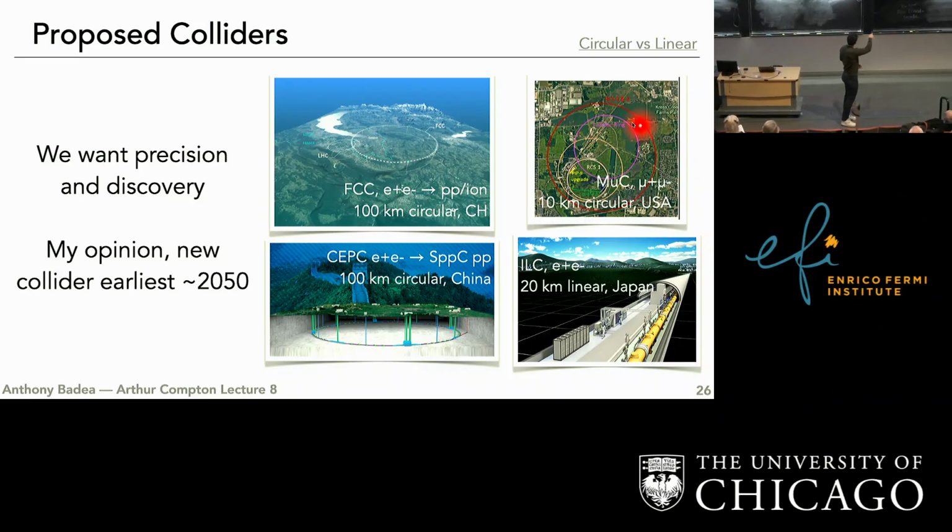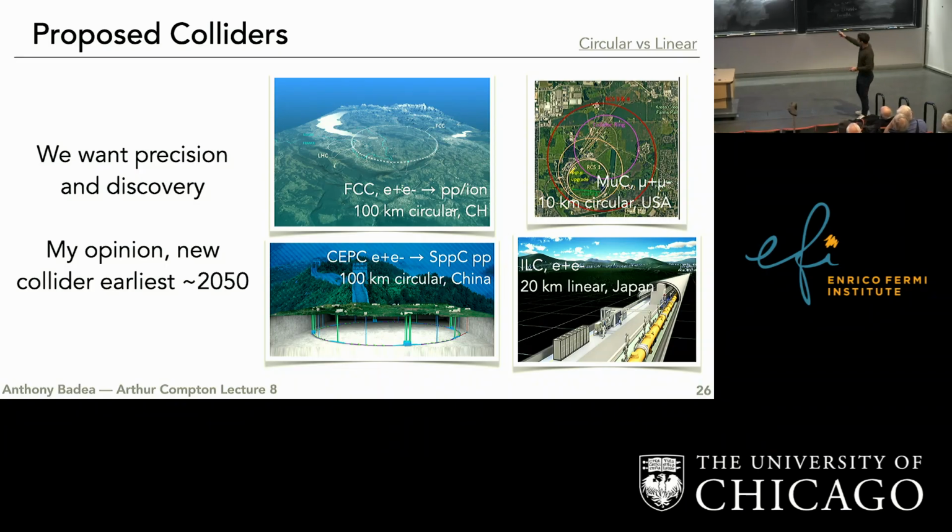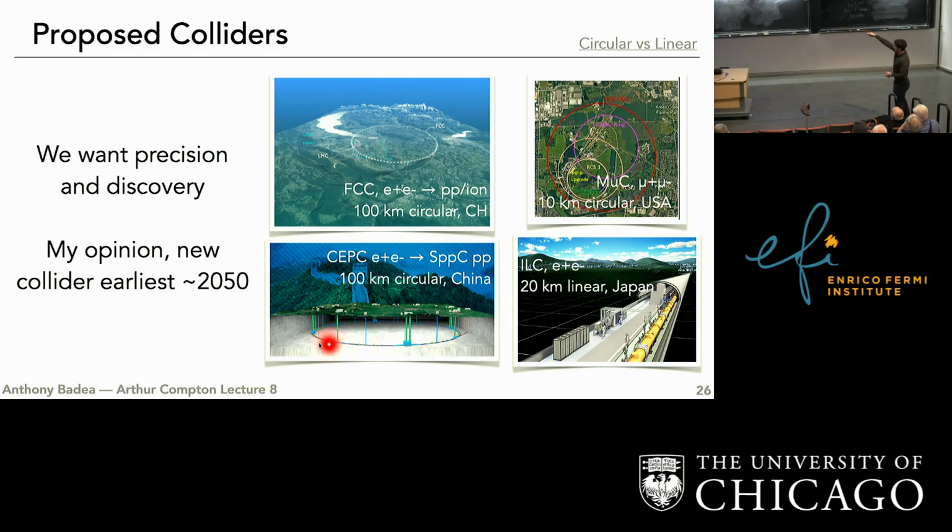And then the last one is an old idea, but kind of reborn recently: instead of colliding electrons and positrons or protons, you collide muons, the heavier version of the electron. The benefit here is that instead of having a 100-kilometer long tunnel, to get roughly the same physics, you could have a 10-kilometer long tunnel that would roughly fit inside Fermilab. So my opinion on all of these is that the earliest of them is roughly 2050.